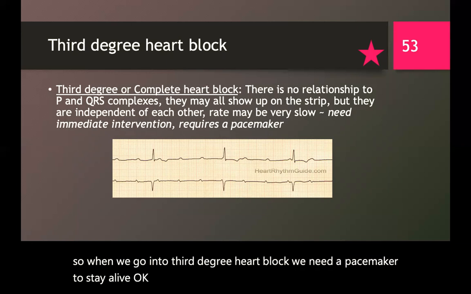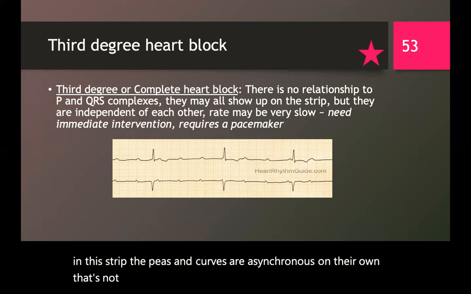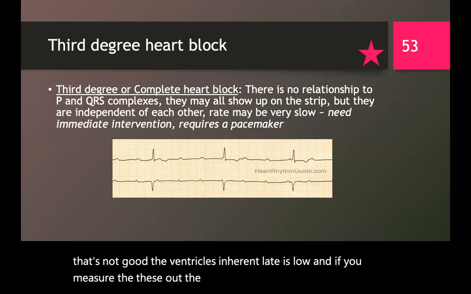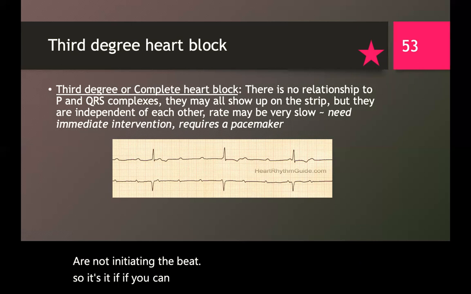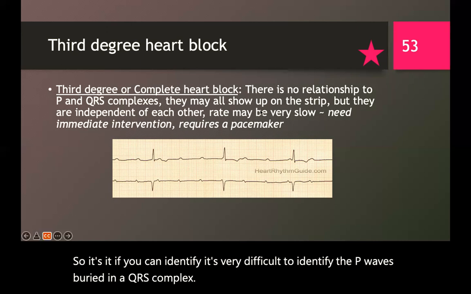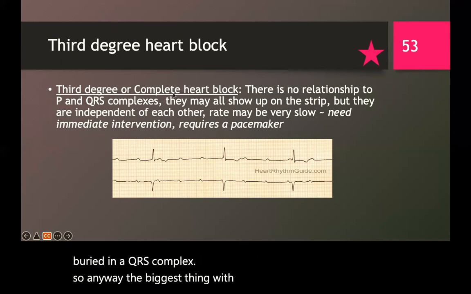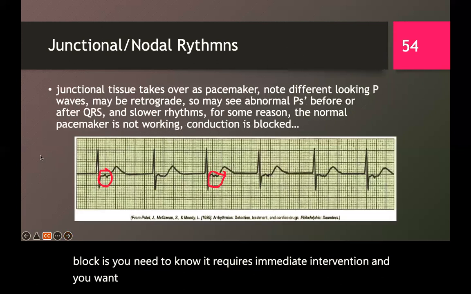Those P waves are not initiating those QRS waves in this strip. The P's and QRSs are asynchronous on their own. That's not good. The ventricle's inherent rate is low. And if you measure these out, the P to P is regular, and the R to R is regular, but the P's are not initiating the beat. It's very difficult to identify the P waves buried in a QRS complex. So anyway, the biggest thing with third degree or complete heart block is you need to know it requires immediate intervention and you want to start thinking pacemaker.